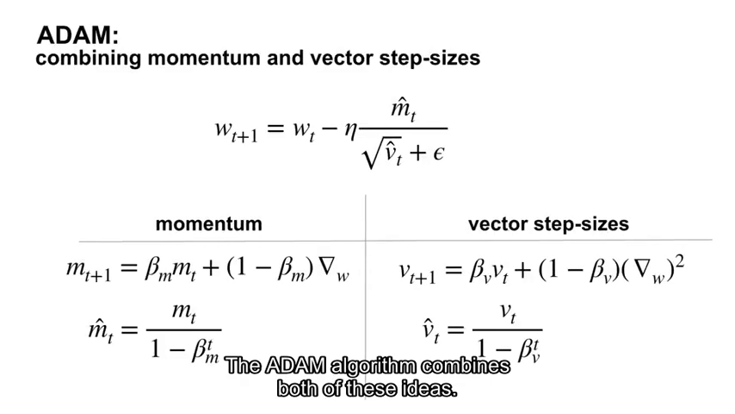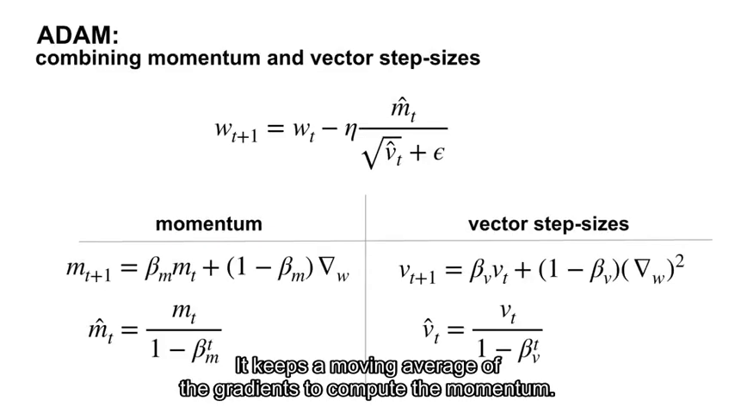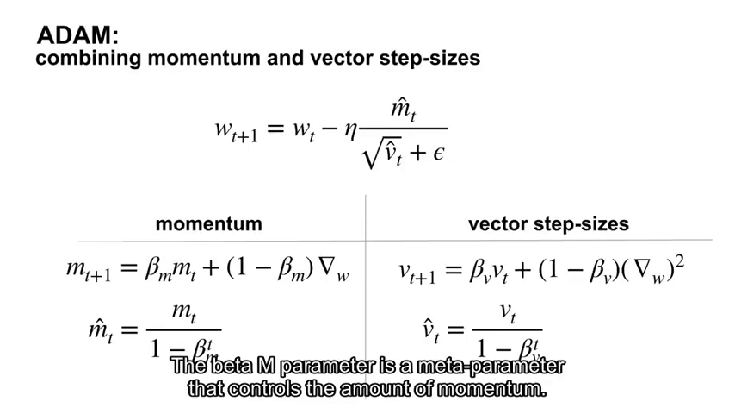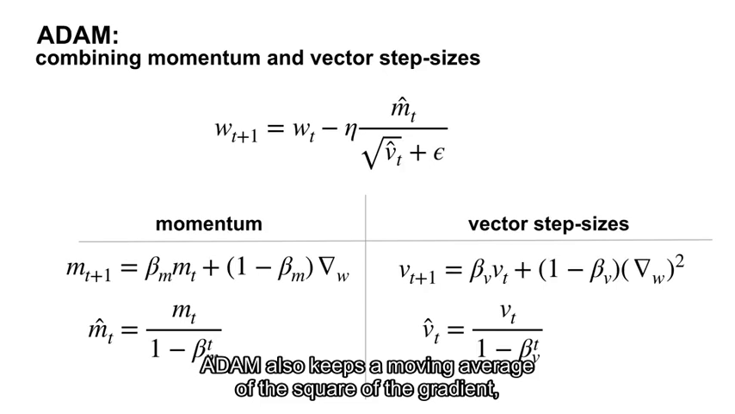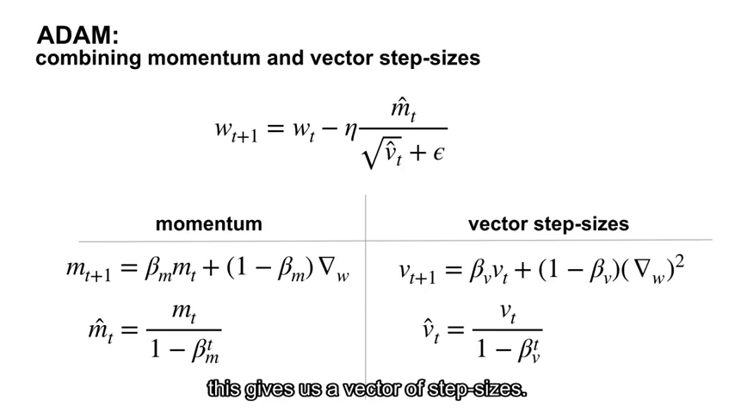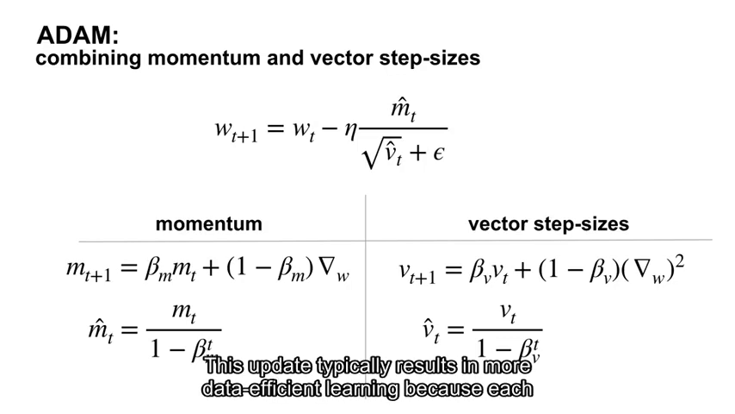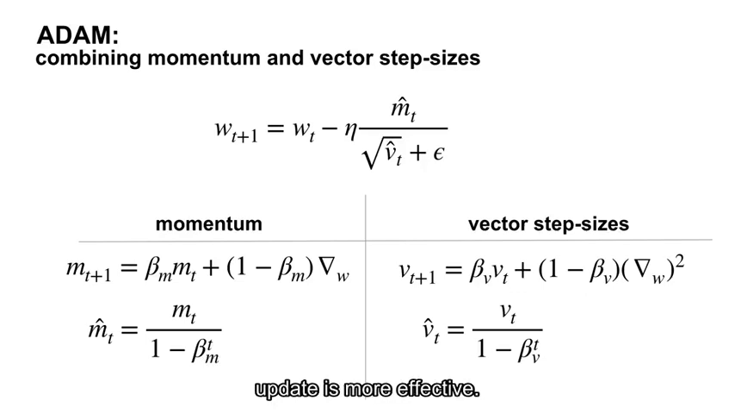The ADAM algorithm combines both of these ideas. It keeps a moving average of the gradients to compute the momentum. The beta m parameter is a metaparameter that controls the amount of momentum. ADAM also keeps a moving average of the square of the gradient. This gives us a vector of step sizes. This update typically results in more data-efficient learning because each update is more effective.